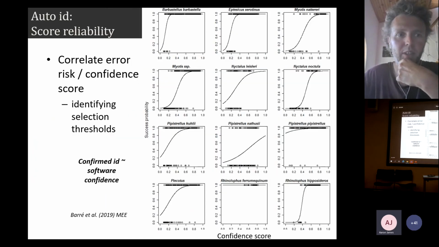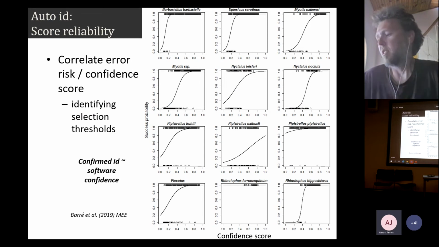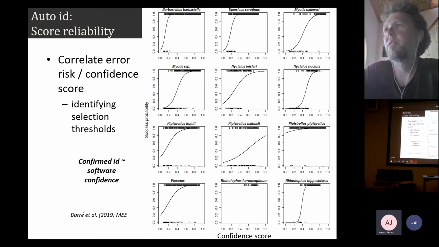A brief word, if I still have a little bit of time, about how we deal with error. It's a common feature of automatic ID, of any identification: you have errors. But for automatic ID, you have something else: you also have the confidence of the classification. So we worked quite a lot with colleagues on Kevin Barry's paper, on the correlation between the success probability of the identification and the score given by the classifier.